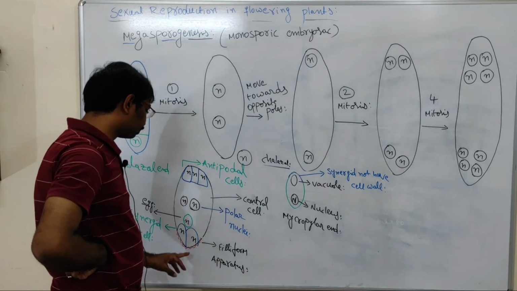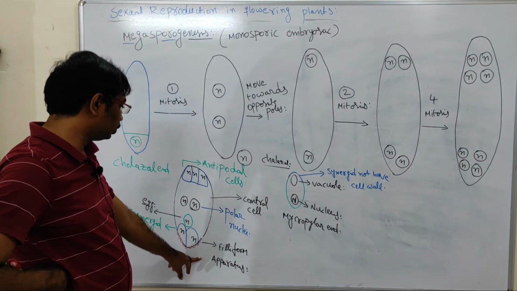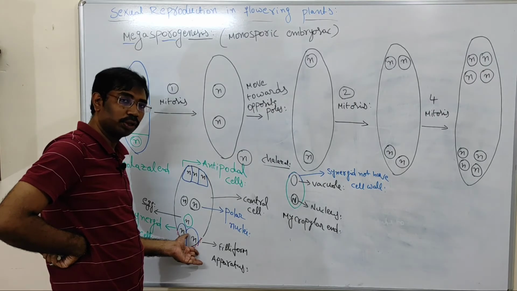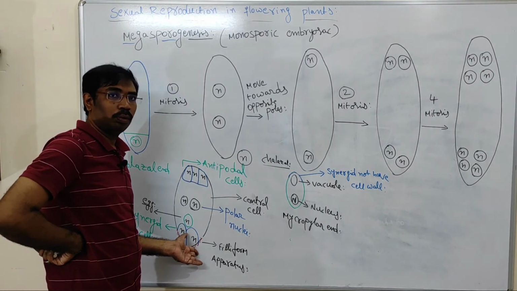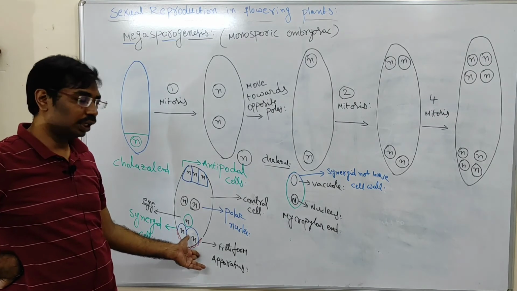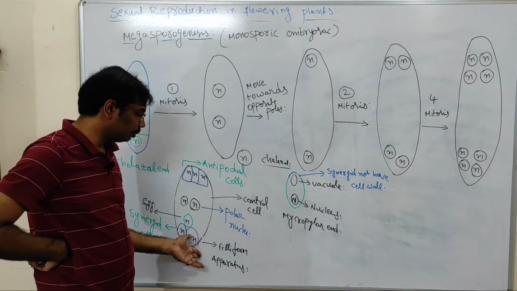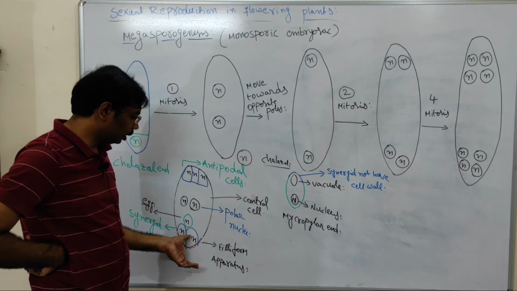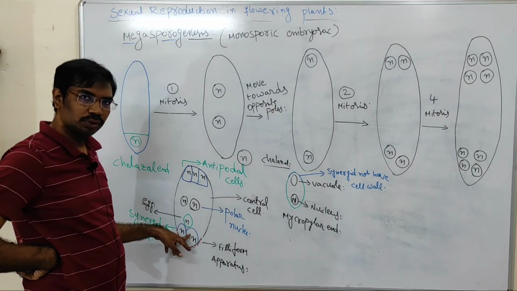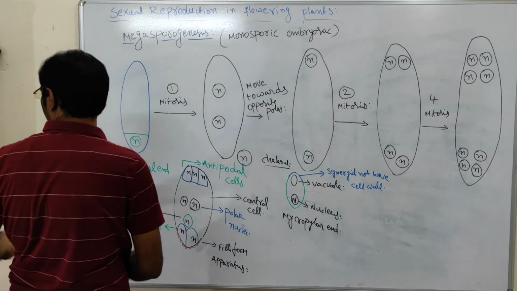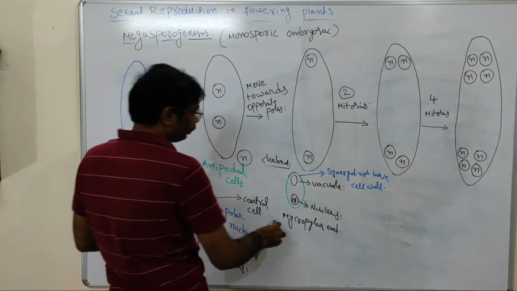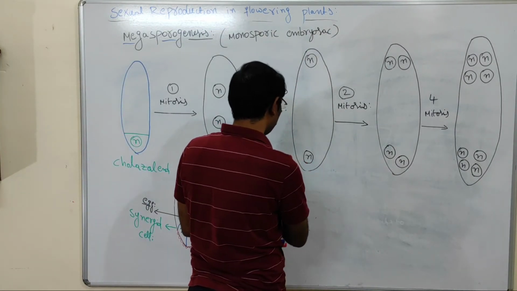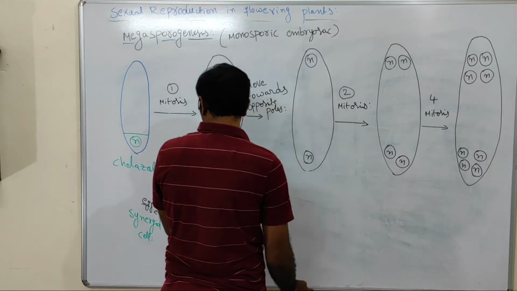Okay, the filiform apparatus. I explained about this filiform apparatus. It is important for providing nutrients to the embryo sac. At the same time, the filiform apparatus is very important for pollen tube growth into the embryo sac. Then after the synergid cell structure, I will explain that synergids are also present in the haploid condition.